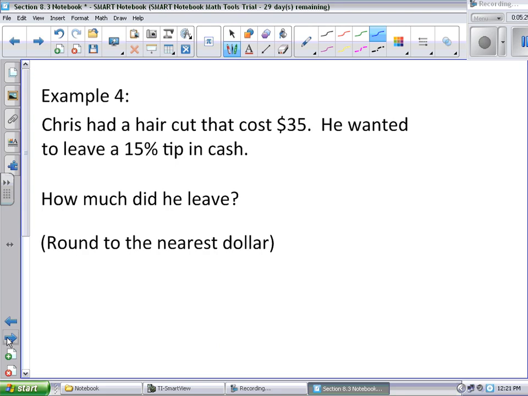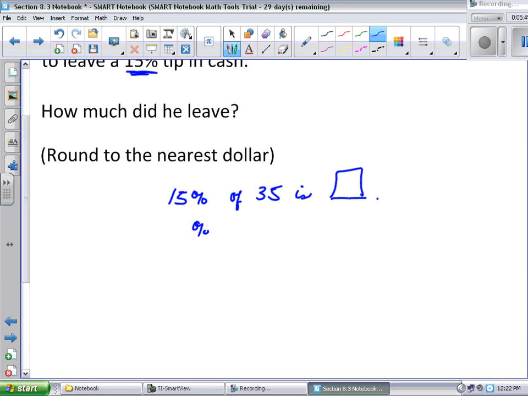Moving on along, example 4, we have Chris has a haircut that costs $35 and he wants to leave a 15% tip in cash. How much tip does he leave? So we want to know what 15% of $35 is. So if I set this up as a proportion, percent over 100 is equal to the is over the of, I'll have 15 over 100, and the is what I'm looking for, that's x, and the of is 35.